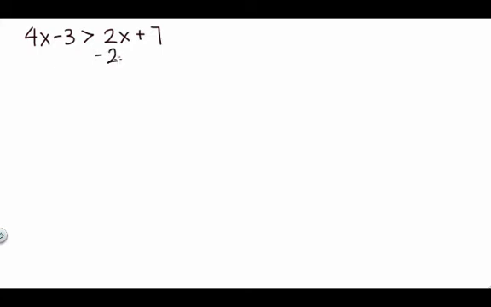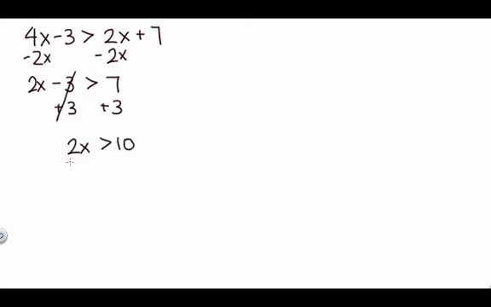I'm going to subtract 2x because my goal is to find out what x values make this inequality true. So I'm going to take everything to one side. I'm left with 2x minus 3 is greater than 7. Then I'll add 3 so that it cancels out here. So I get 2x is greater than 10. Finally, I divide by 2. Since I'm dividing by a positive, I don't have to worry about the sign changing. So x is greater than 5.